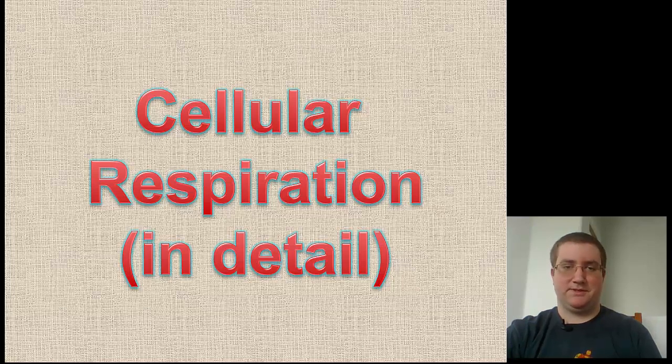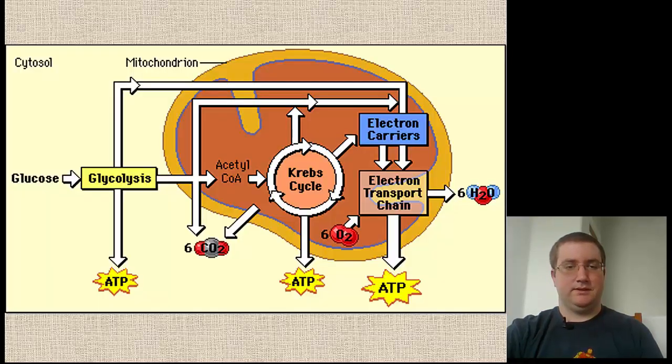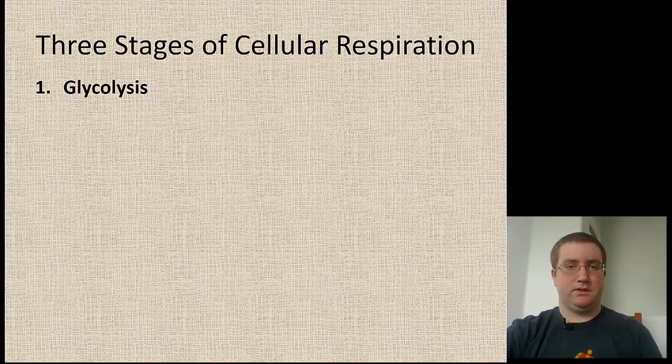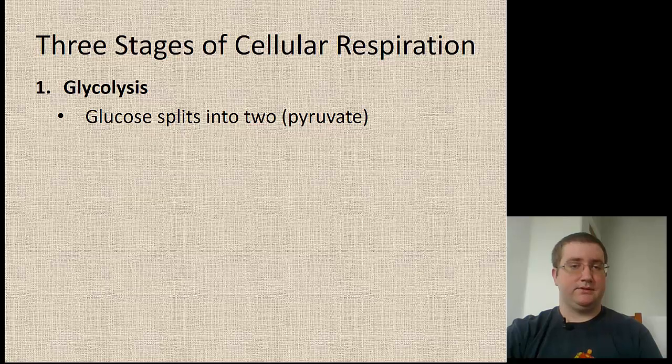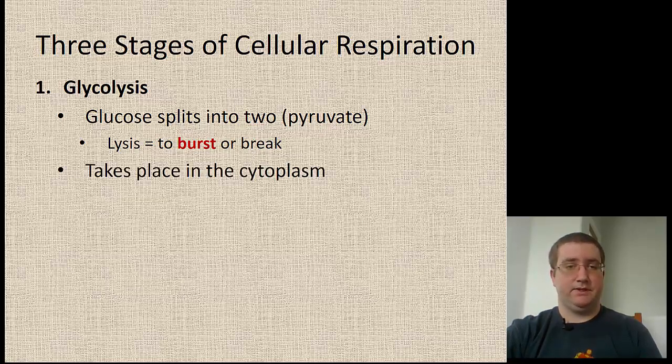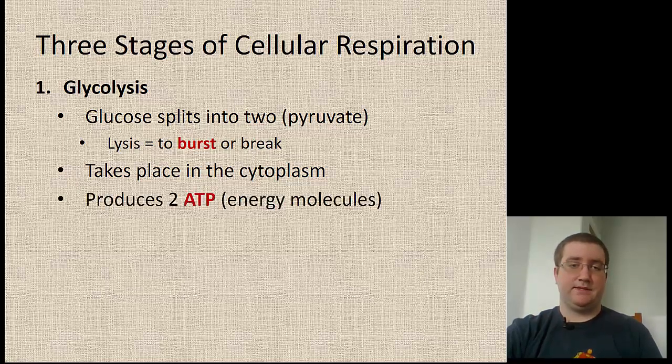Now let's go over cellular respiration in a little more detail. I just showed you this diagram. The first step is known as glycolysis, and lysis means to break down. So glycolysis literally means the breakdown of glucose. You're taking that 6 carbon sugar, glucose, C6, and you're splitting it perfectly into 2 3 carbon sugars known as pyruvate. It takes place in the cytoplasm, and it's the only step of cellular respiration that takes place in the cytoplasm. And this process produces 2 ATP molecules.